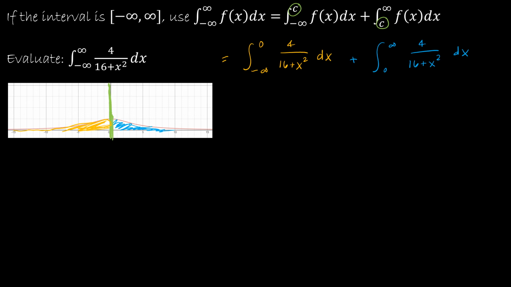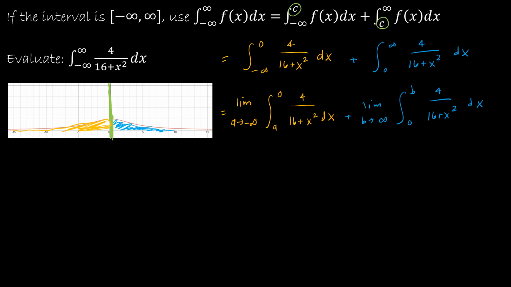For each of these now, I'm going to use the rules that we've learned on the last two examples. So this first one is going to become the limit as a approaches negative infinity of the integral from a to 0. That's, again, how we get around that infinity, from a to 0 of 4 over 16 plus x squared dx. And this one is going to be the limit as b approaches positive infinity of the integral from 0 to b of 4 over 16 plus x squared dx. On the left-hand side, and again, you're going to get sick of writing the limit as each value approaches infinity or negative infinity, but you have to keep writing it until you actually evaluate the limit.